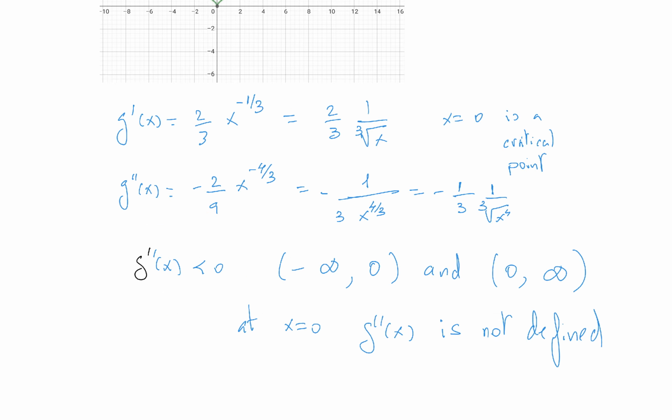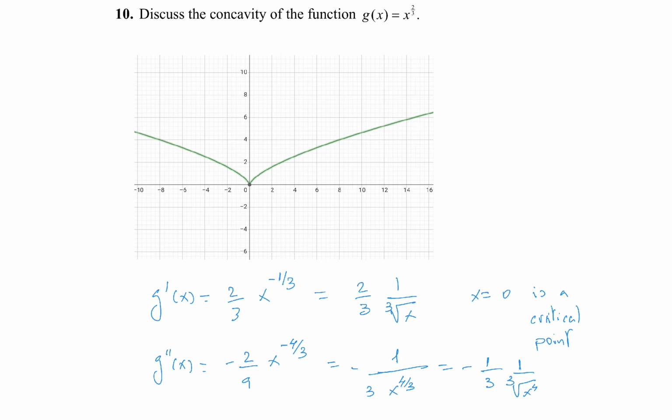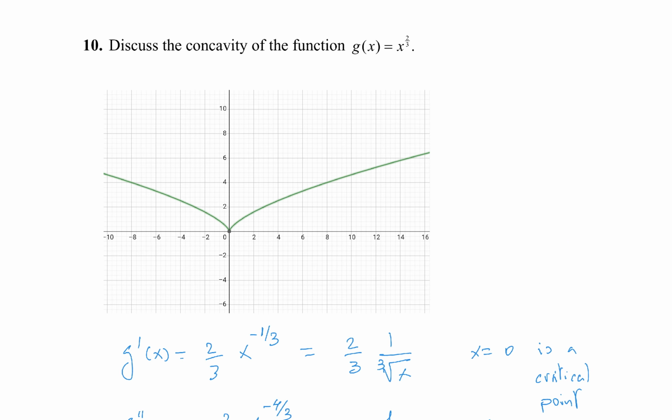And the last problem, you see also how it's being solved, is to discuss the concavity of the function x to the 2/3. The function x to the 2/3 looks like this. What happens at x equals 0? What is the slope at x equals 0? Well, g prime of x is 2/3 x to the minus 1/3, or it can be written as 2/3 times 1 divided by the cubic root of x. When x equals 0, this doesn't exist. The slope is infinity. It doesn't have a slope at this point.